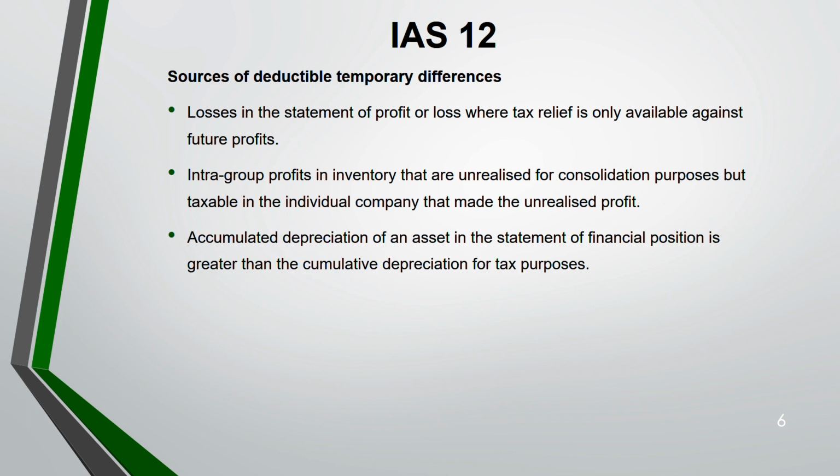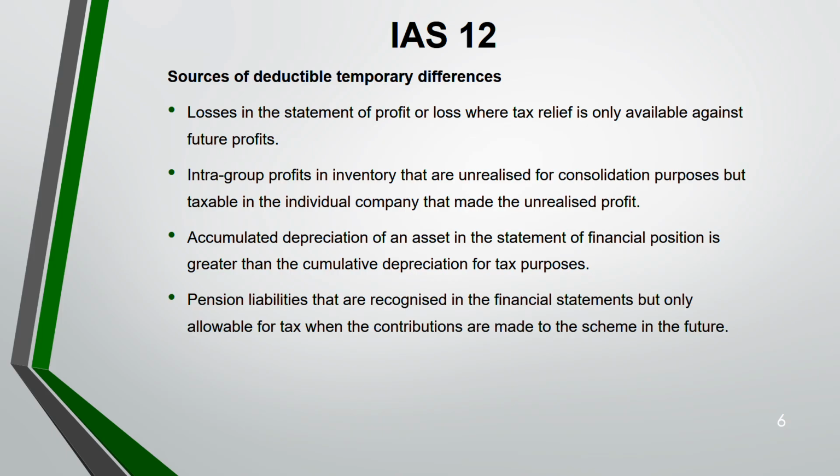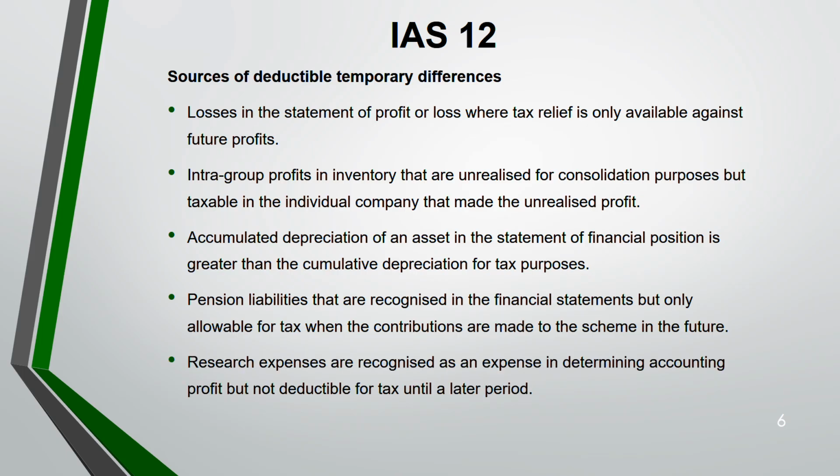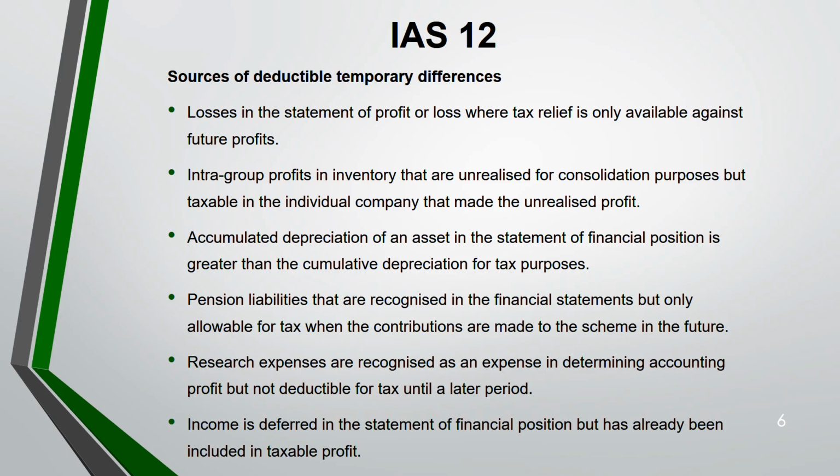Accumulated depreciation in the statement of financial position is greater than the cumulative depreciation for tax purposes. Pension liabilities are recognized in the financial statements but only allowable for tax when contributions are made to the scheme in the future. Research expenses are recognized as expenses in accounting profit but not deductible for tax until a later period. And income is deferred in the statement of financial position but has already been included in taxable profit. So these are sources of deductible temporary differences.